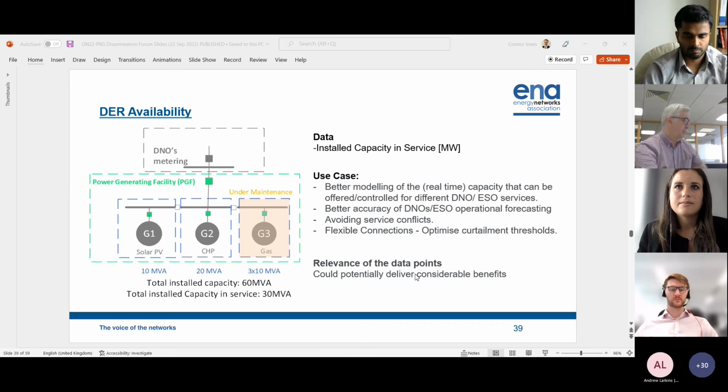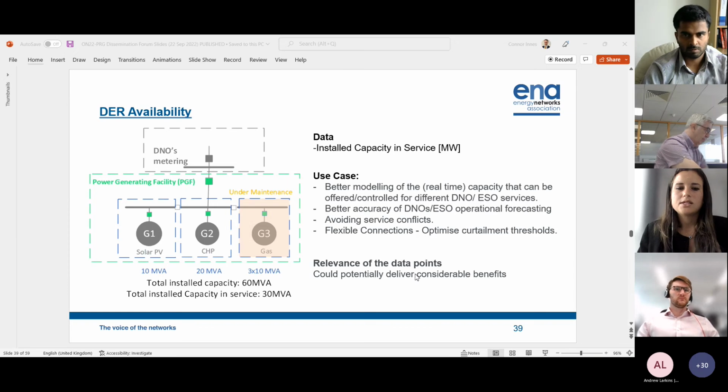The first one is better modeling of the capacity that can be offered for different DNO and ESO services. This is especially relevant for closer to real-time procurement, like post-fault services. So having visibility of the capacity in service will give visibility of the capacity that can be dispatched at any moment in time if there is any network need.